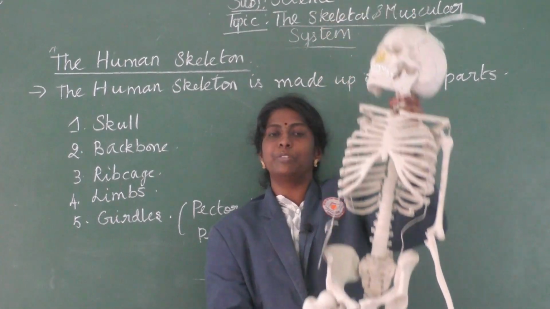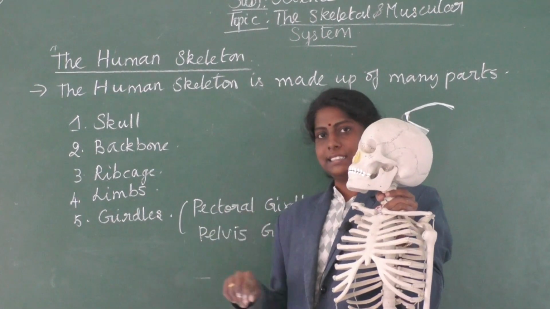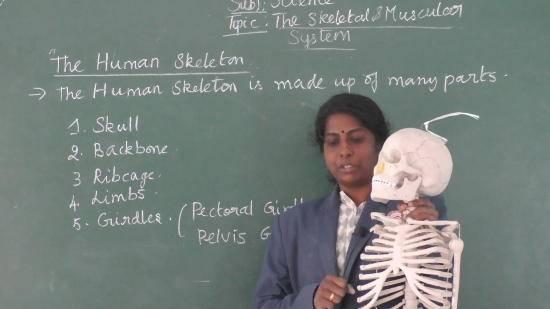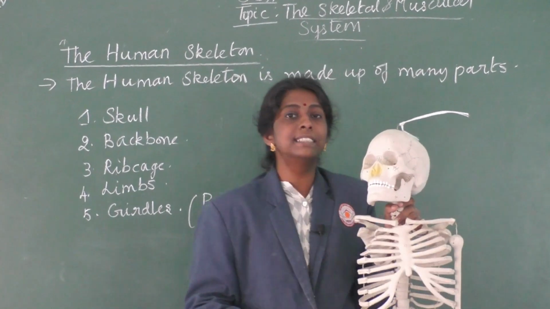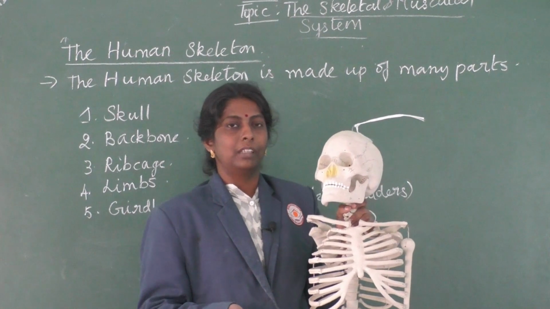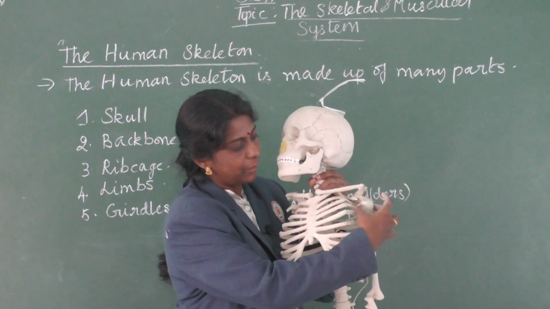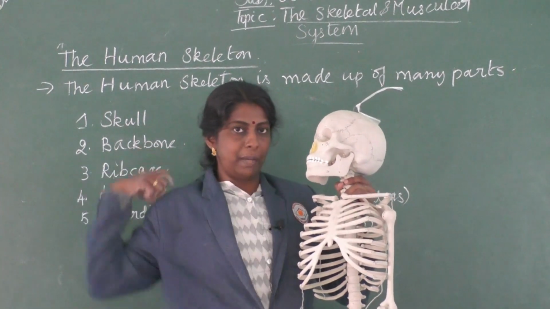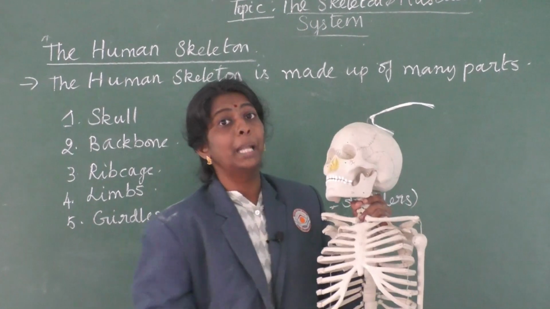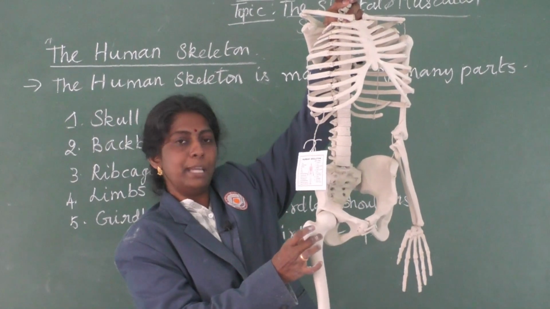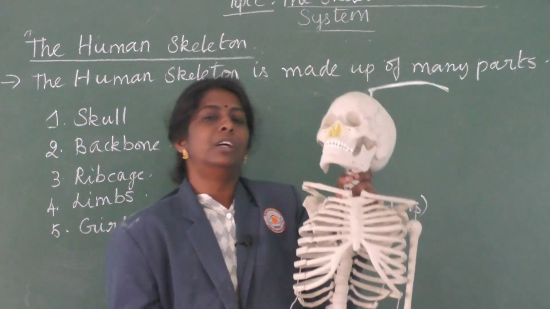Clear? So these are two different types of limbs. And then about the fifth part, girdles. There are two different types of girdles again. One is the pectoral girdle and the other one is the pelvic girdle. The pectoral girdle forms the shoulders, this joint here. And the pelvic girdle is here, the hips, this joint, that is said to be the pelvic girdle.